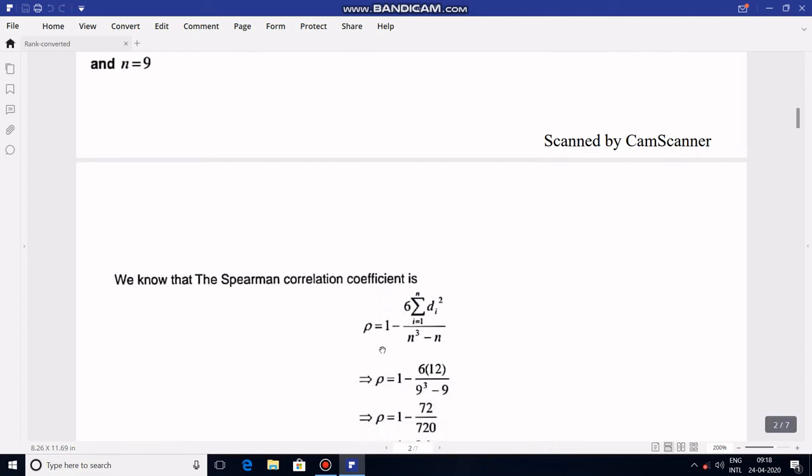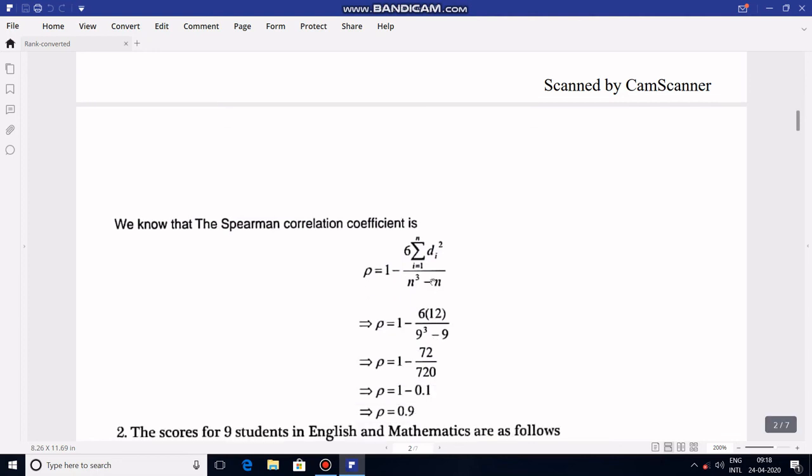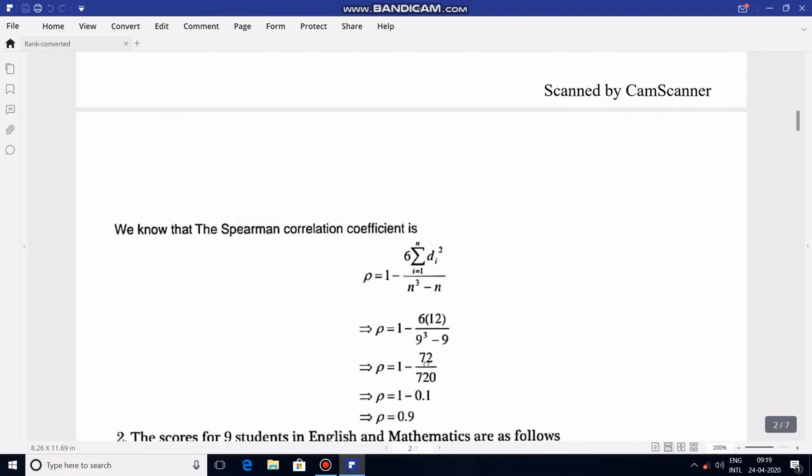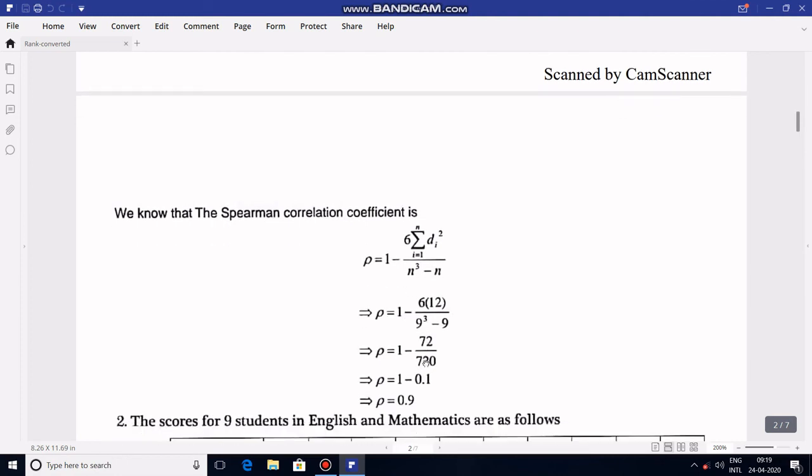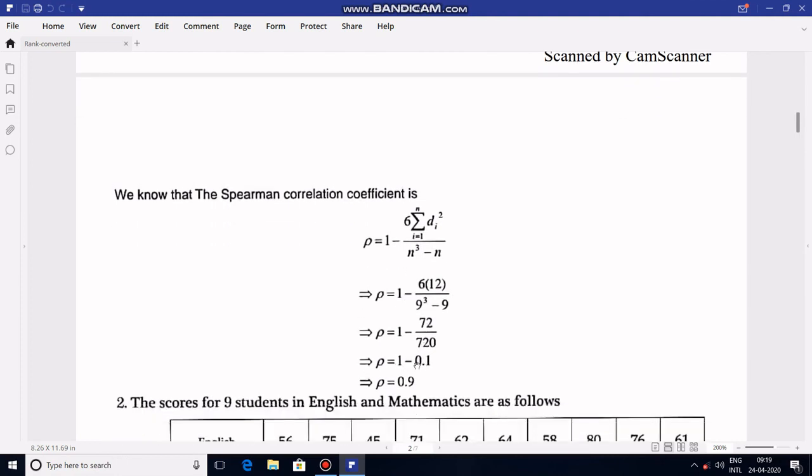That is rho is equal to 1 minus 6 times the summation over i equals 1 to n of di square, upon n cube minus n. Now let us substitute for summation di square and then we get rho is equal to 1 minus 6 into 12 divided by 9 cube minus 9. If we simplify this, we get rho is equal to 1 minus 72 by 720. If we simplify again, we get rho is equal to 1 minus 0.1, that is, rho is 0.9.